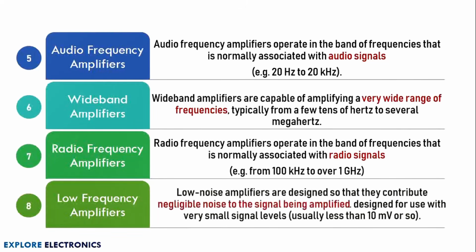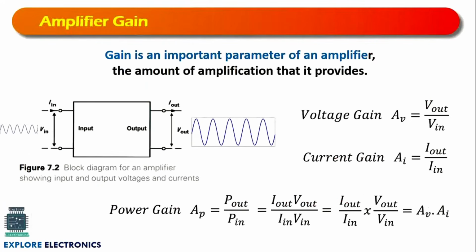Then low frequency amplifiers. Low frequency amplifiers, in the sense of low noise amplifiers, we can call them, so that they contribute negligible noise to the signal being amplified. Usually they work with voltage levels less than 10 millivolts, very low voltage signals we can say. These are the different types of amplifiers available.